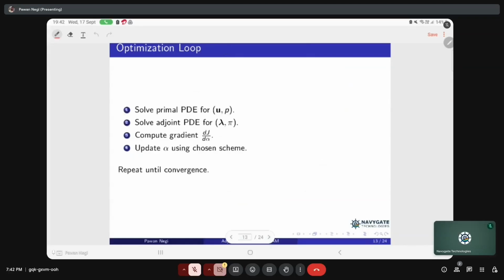This is the optimization loop that one should follow. First, solve the primal equation, so you get the velocity and pressure at each and every point of the flow. Then you solve the adjoint variables, which are the adjoint velocity and adjoint pressure, and then you find the gradient, and then you update the alpha. For the gradient, you need lambda dot u. For that, you have to solve these two, and then you calculate dJ by d alpha separately, and then you choose any scheme and update alpha, and then do this until you reach convergence, that is, until alpha is not changing at all.